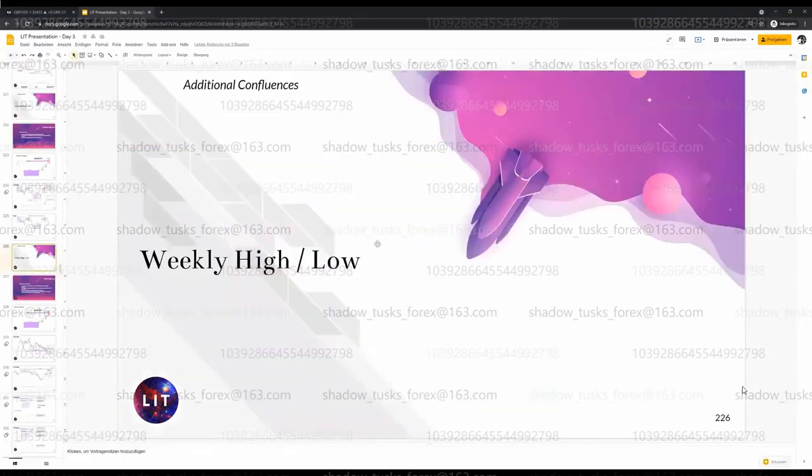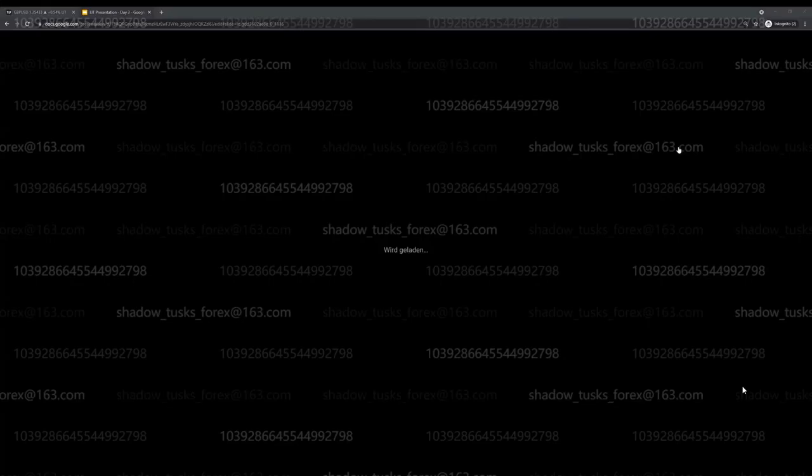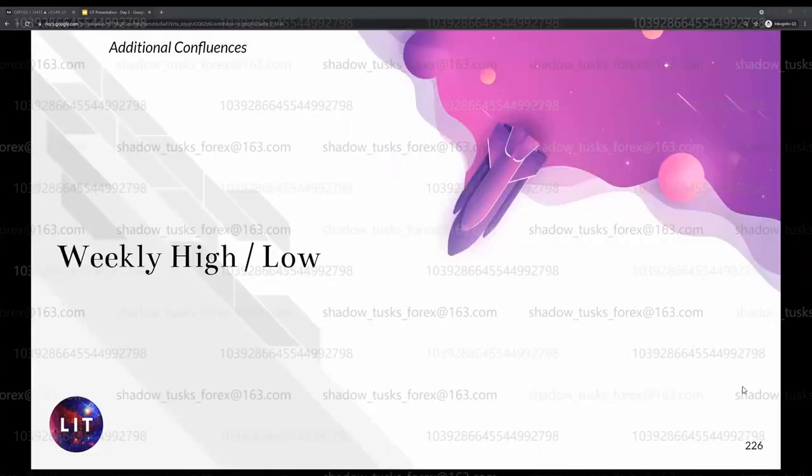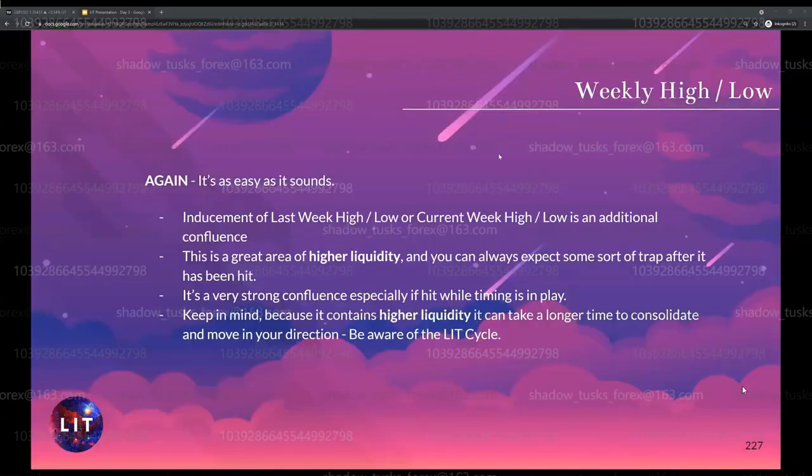So then we have easy stuff. We have other liquidity zones, which are also very important to use. Let me just put my presentation mode on again. So we have, of course, weekly highs and weekly lows. Those are always important areas you need to identify. It's as easy as it sounds. Inducement of last week's high and low, or the current week's high. That is a ton of liquidity.